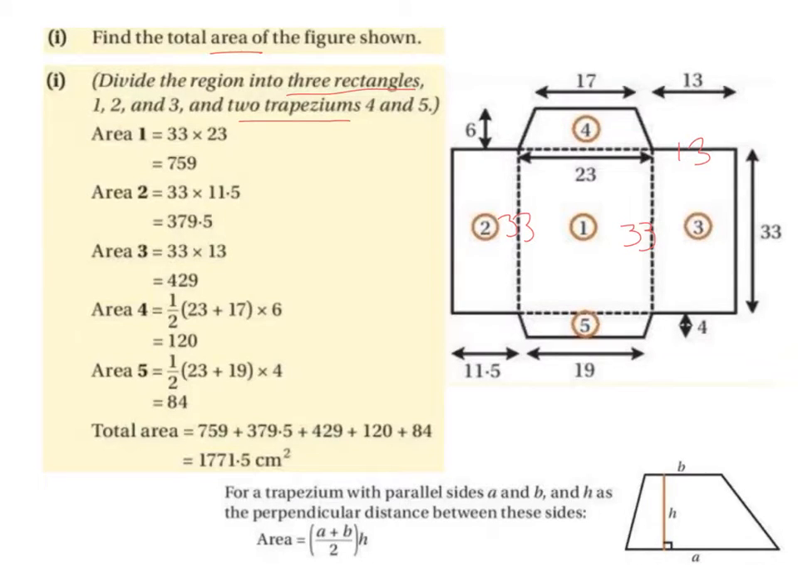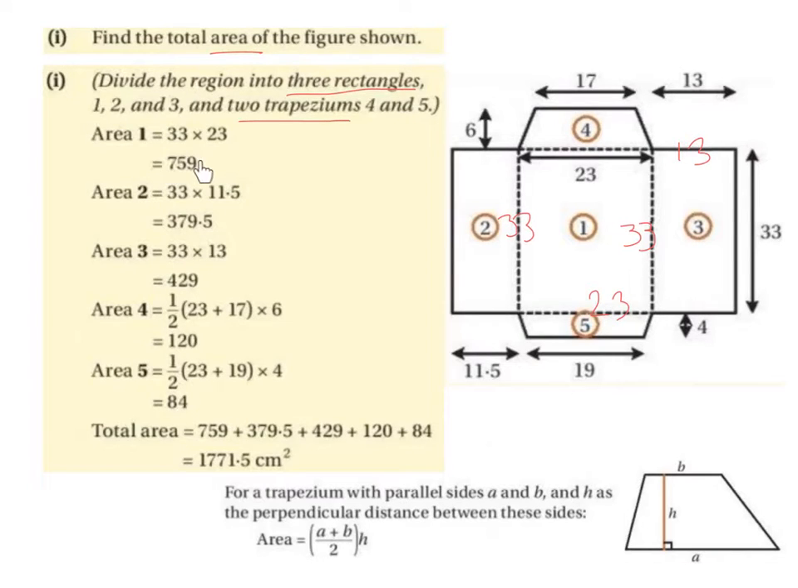So it's going to be (23 plus 17) divided by 2 multiplied by 6, which is 120. Or you could say a half times (23 plus 17) times 6, which is the same thing. And then for the trapezium at the bottom, the A and the B, the parallel sides, are going to be 19 and 23. And the perpendicular height is going to be 4. So it's going to be (23 plus 19) divided by 2 multiplied by 4, or else a half times (23 plus 19) times 4, which is 84.